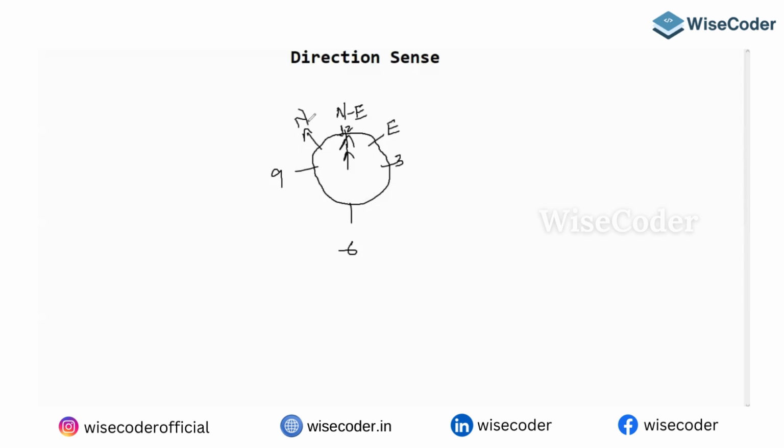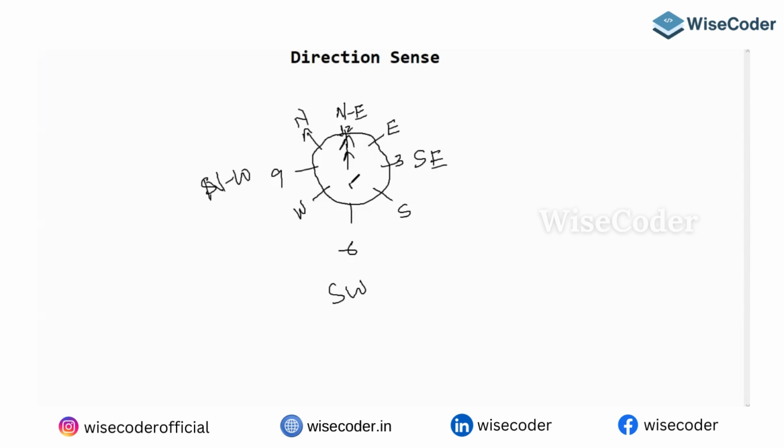So when this is north, this will become west. When this becomes west, this will become south. So the 9 o'clock will become northwest. When this becomes northwest, this will become southwest. When this becomes southwest, this will become southeast. That's it.